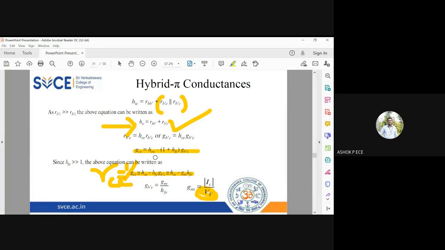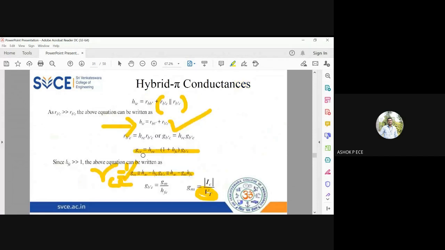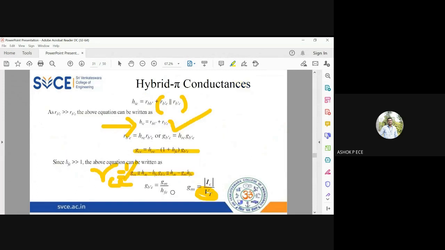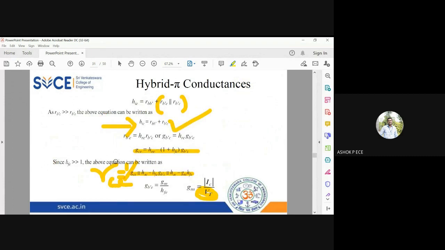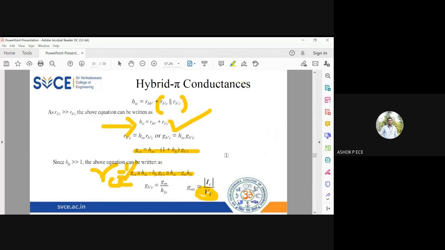So in the hybrid pi model, we have seen all the conductance values. Okay, we have seen GCE. GCE is involved in RCE. GB'E is involved in RB'E. And GM, where is GM? GM is at the output current source of your hybrid pi model. So we have seen the values for all the conductances present in the hybrid pi model. Now we will see about the capacitance.